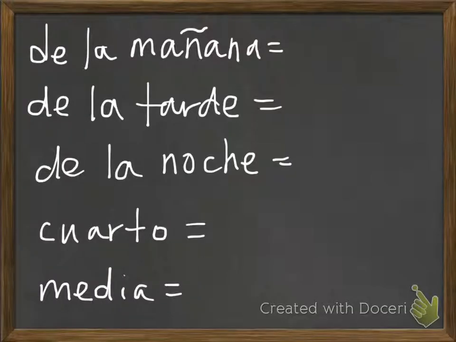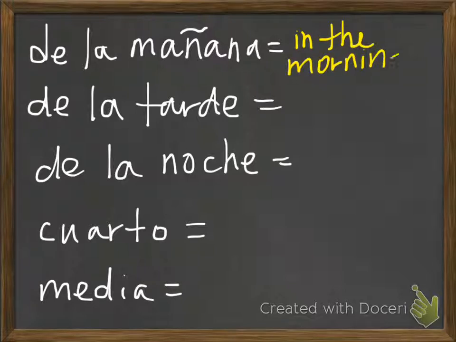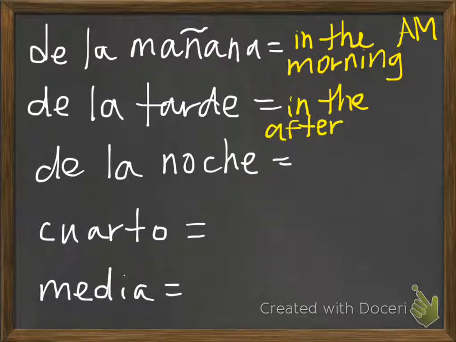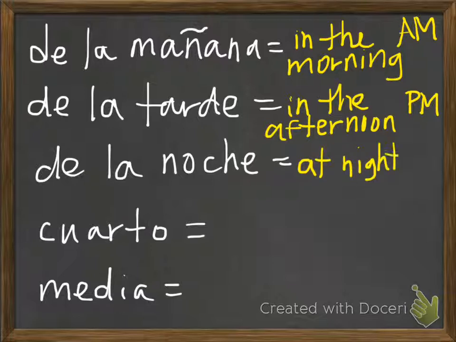Okay, if you flip your note sheet over, you're going to see some vocabulary here. We have de la mañana, which means in the morning. Okay, remember this would mean that it is a.m., okay? So if I wanted to say it's 2 o'clock in the morning, son las 2 de la mañana. De la tarde, in the afternoon. Which would be p.m. And then we have de la noche. We don't say in the night, we say at night. Okay, so at night, also p.m.